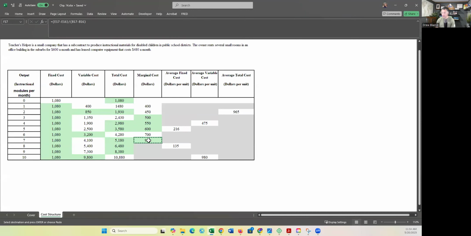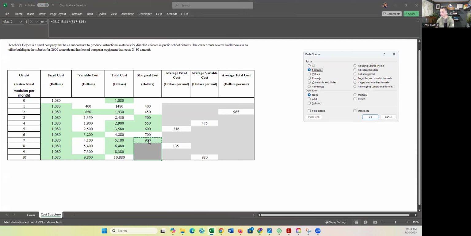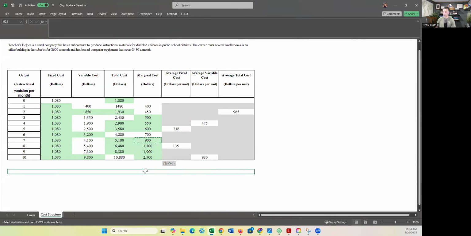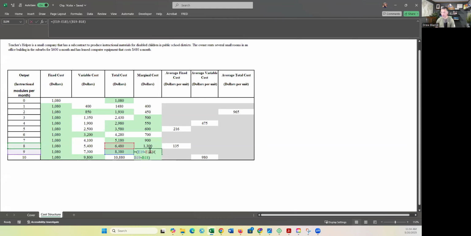I could copy this one, go down, hit Alt ES, and go to formulas. Alt ES. Now you think that's a little hard to think about, but once you do it a lot, it's pretty easy. If you don't want to get good at that, just do that same equation for each one.